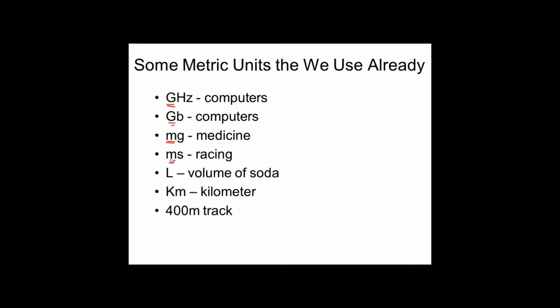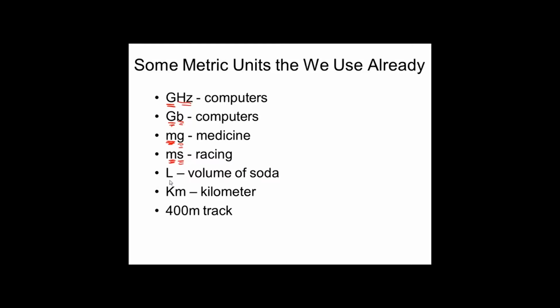Now, what you've seen here is that we're putting on prefixes in front of the unit. The unit is hertz, and we threw on giga, gigahertz. The unit is bytes, measuring memory in computers. We threw a giga in front of that. And likewise, the unit of measuring mass is grams, and we threw a milli in front of that. And the unit of measuring time is seconds, and we threw on the prefix milli.